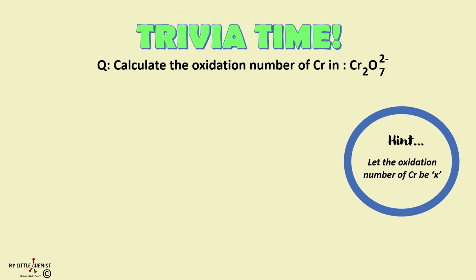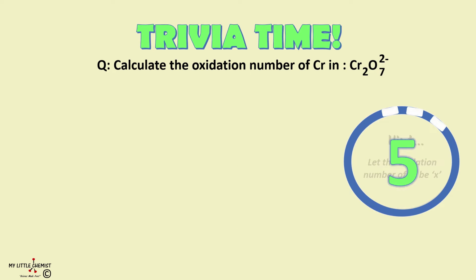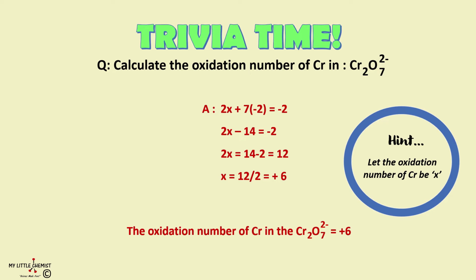It's trivia time. Calculate the oxidation number of chromium in the chromate ion shown. Here's a hint. Let the oxidation number of chromium be X. Once again, you have 2 minutes to answer this question. You can pause the video now. Go! Time's up! If you calculated the oxidation number of chromium in the chromate ion to be +6, then you're correct.